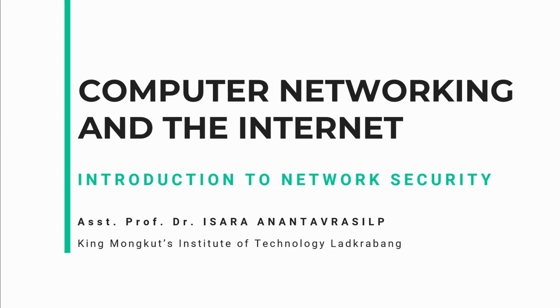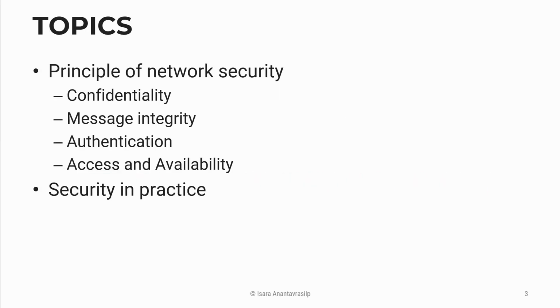The topics that we are going to cover today are principles of network security, which consist of confidentiality, message integrity, authentication, and access and availability. We are going to see what these principles are, and how we can implement all these principles in practice.